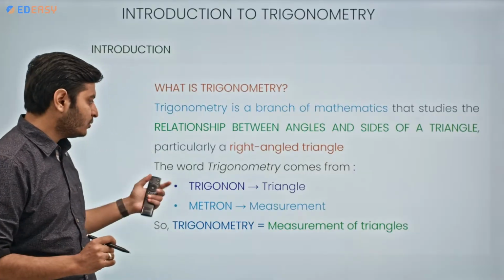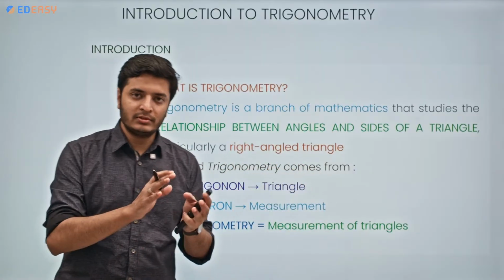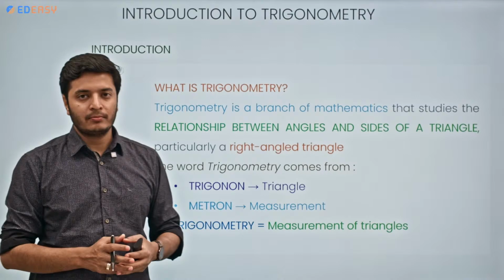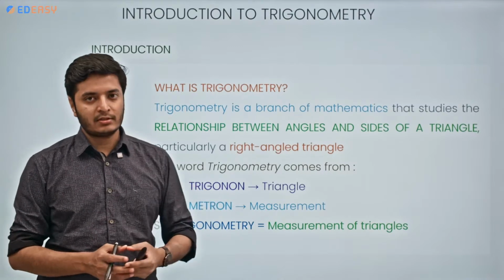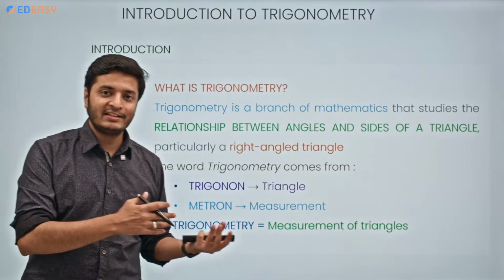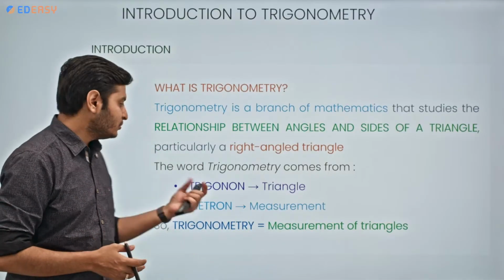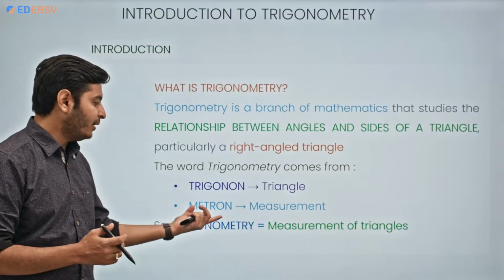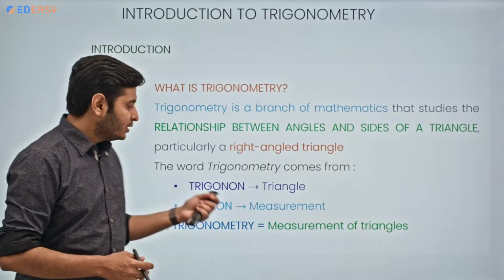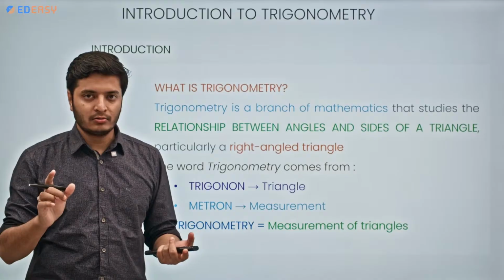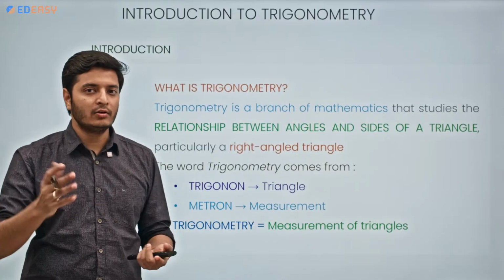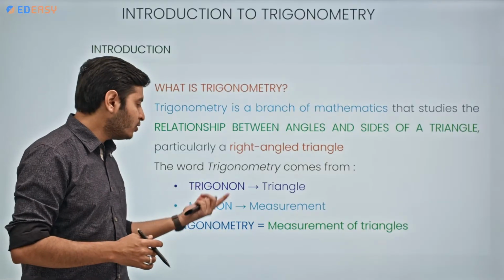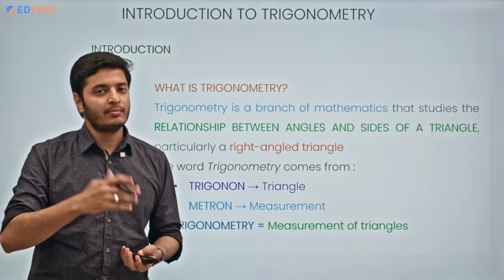Now, the word trigonometry is not a single word, it's a combination of two words. The first word is trigonon. What is the meaning of this word? Triangle. As I told you, this has something to do with triangles only. Then the second part is metron. Metron means measurement. You may have seen this word in geometry also. Geometron means study of the earth. The same concept is applied here. Trigonon metron means study of the measurement of triangle.